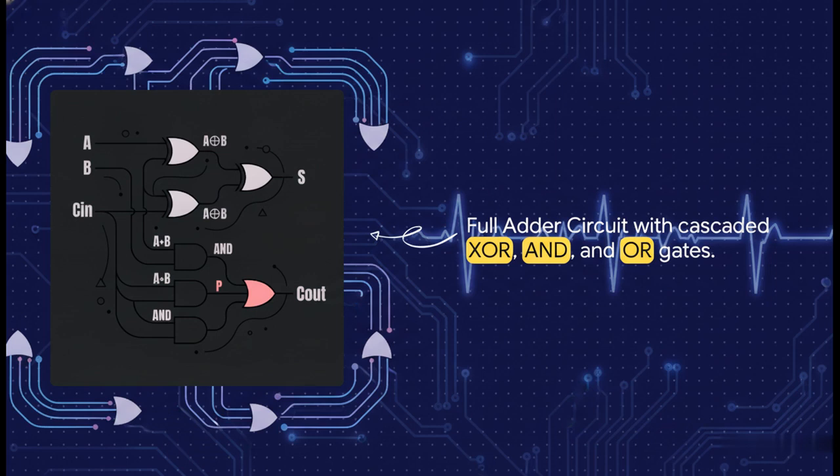And by stringing these blocks together side by side, we build what are called ripple carry adders. The carry bit literally ripples down the chain from one adder to the very next. This forms the absolute structural backbone of complex computer arithmetic.